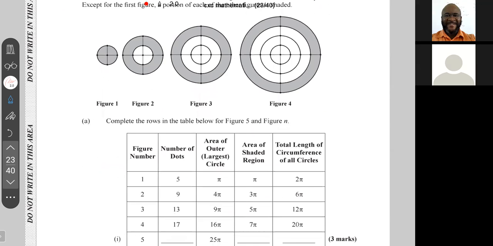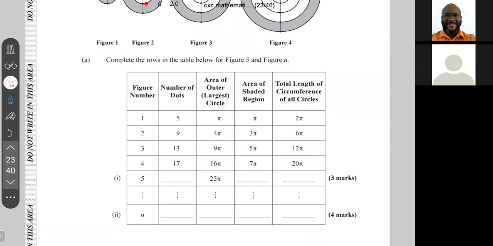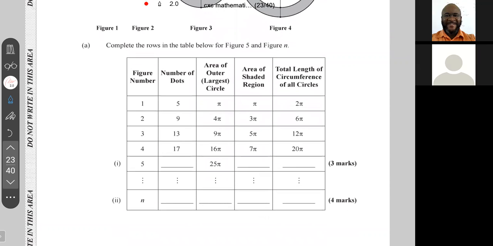So we have the first 4 figures. Part A says, complete the rows in the table below for figure 5 and figure N. All right, so for figure 5, it should be simple. The number of dots is going up by 4, so this should be 21. The area of the shaded region looks as if it is going up by 2 pi, so this should be 9 pi.